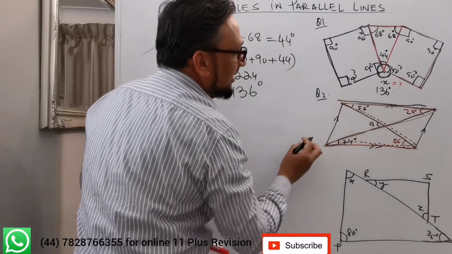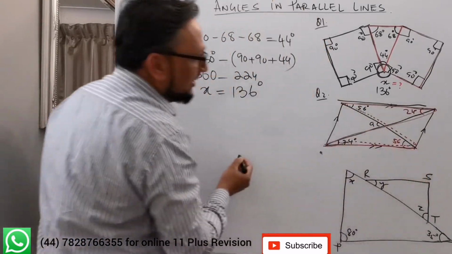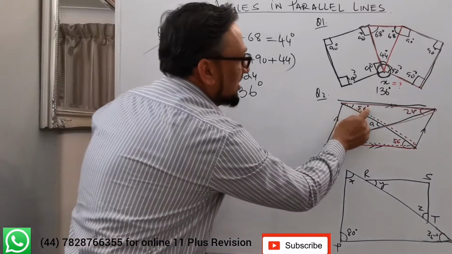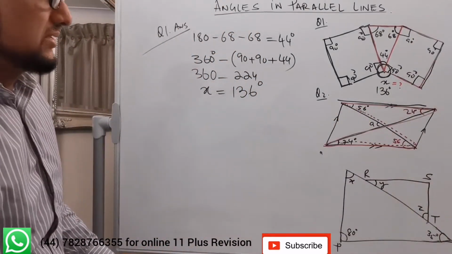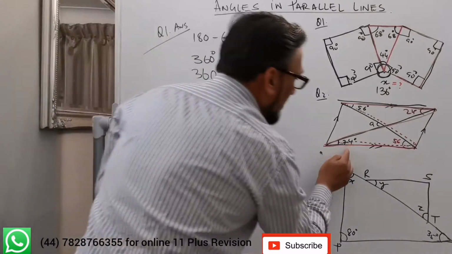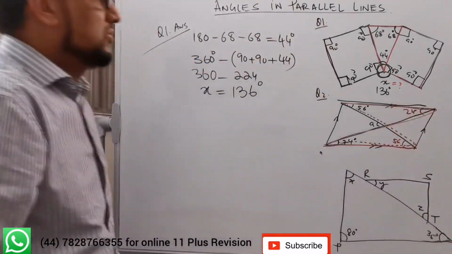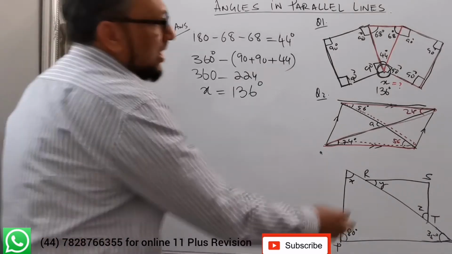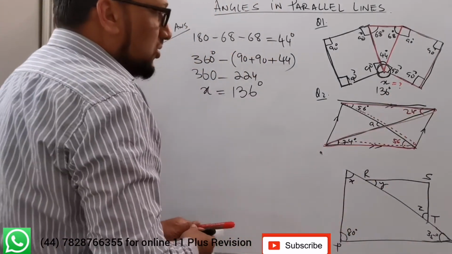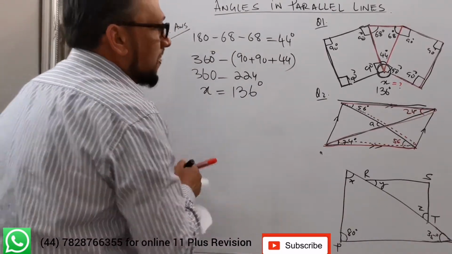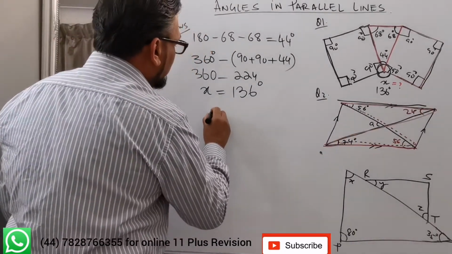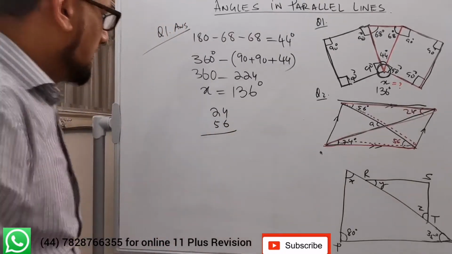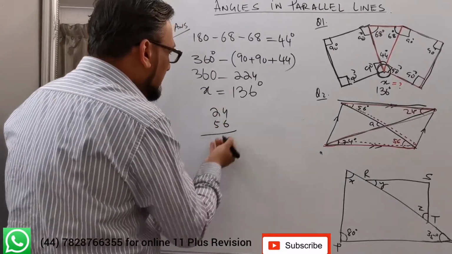Look at this one. And going down and coming back, making a shape of Z. So this is 56, so this must be 56. This one is 24 degrees, so this one is also 24 degrees. Now you can solve. They are making a triangle. So what? 24 plus 56, which is 80 degrees.